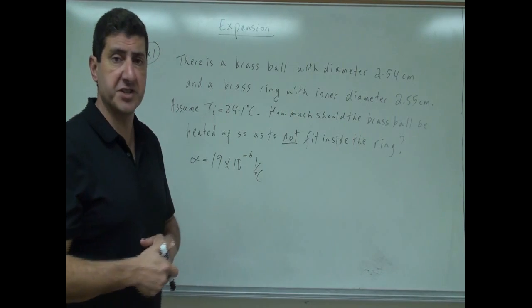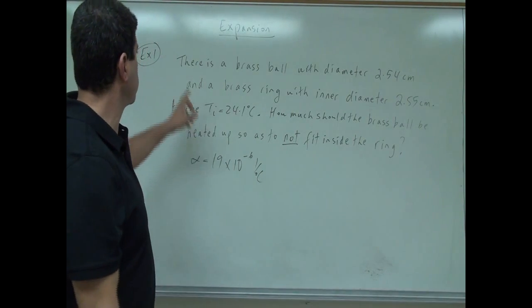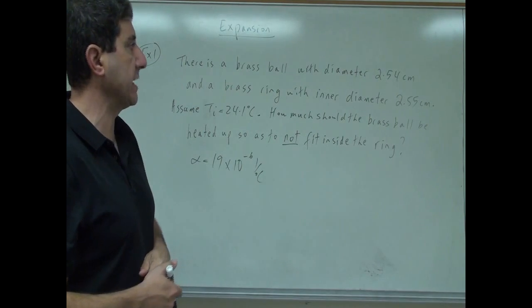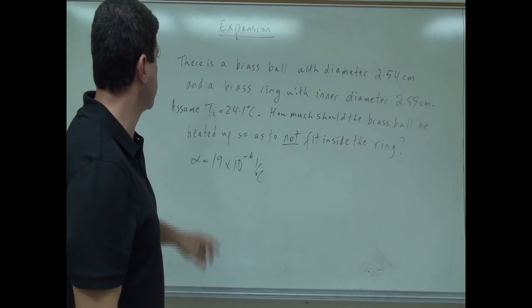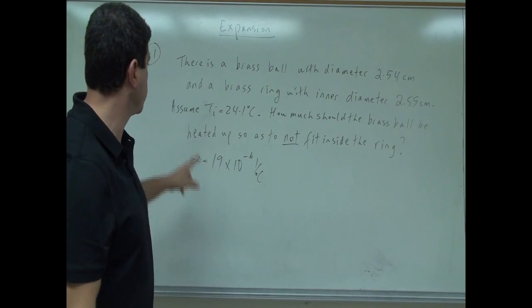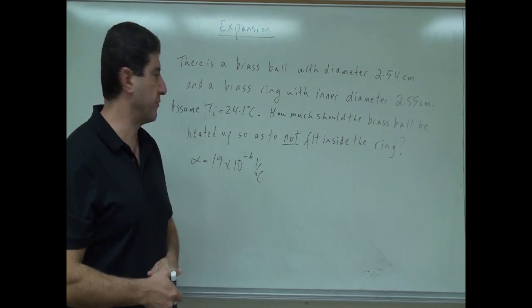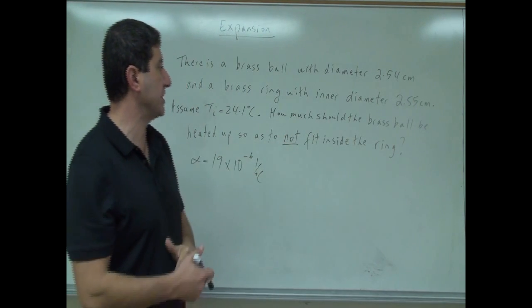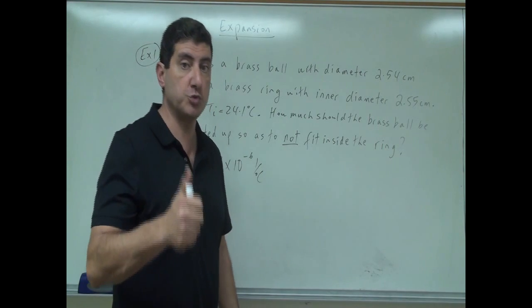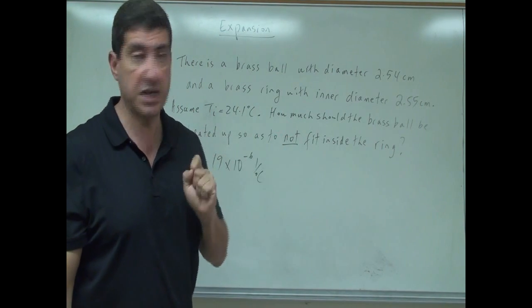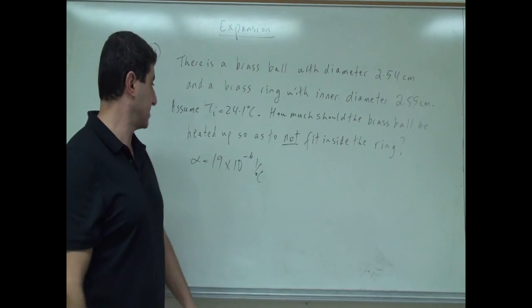Back now, we're going to do our first example on the expansion of materials. The question says there's a brass ball with diameter 2.54 centimeters and a brass ring with inner diameter 2.55 centimeters. Assume the initial temperature is 24.1. How much should the brass ball be heated up so as to not fit inside the ring? So we're assuming we are only heating up the brass ball, but the ring is staying at 24.1 Celsius, right?